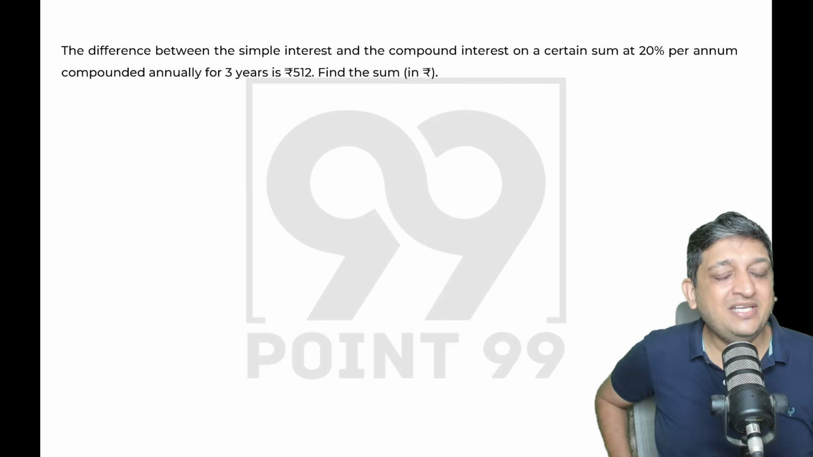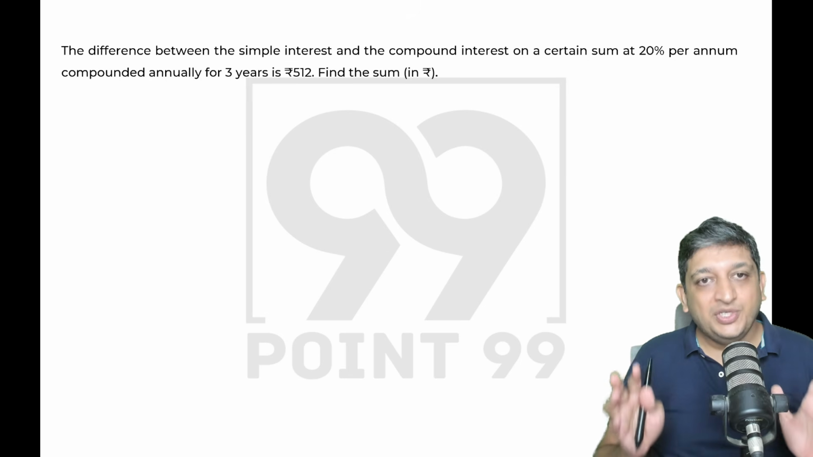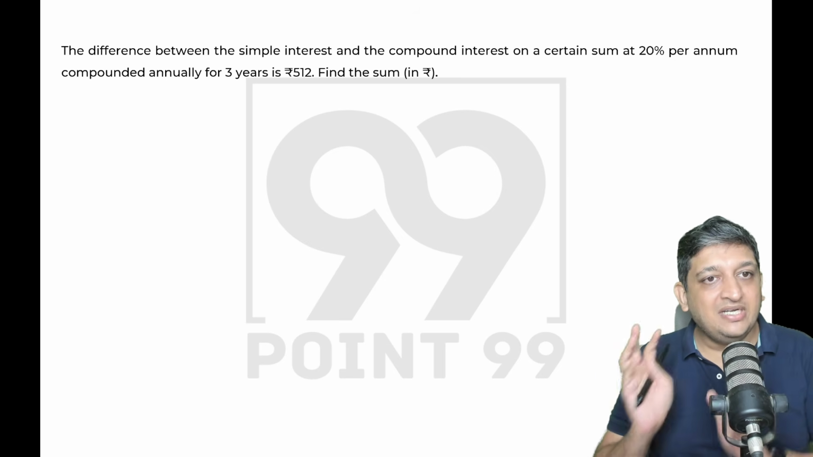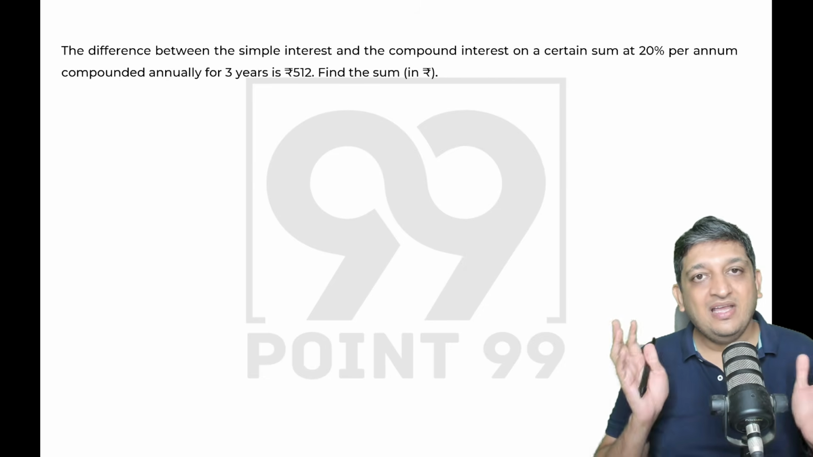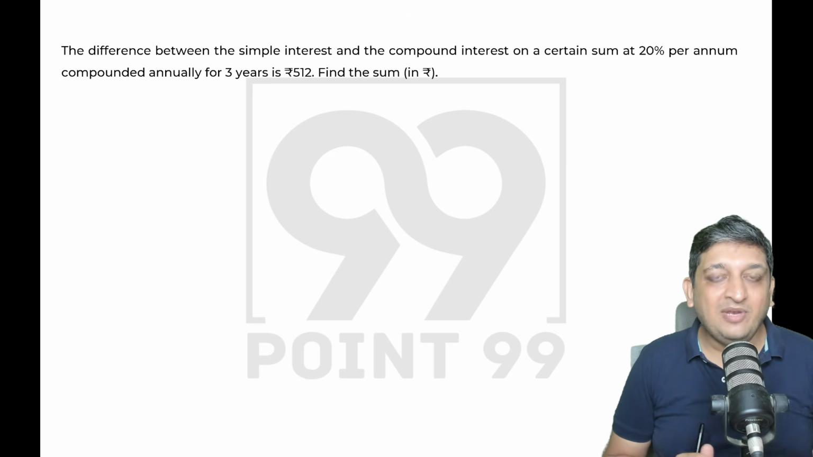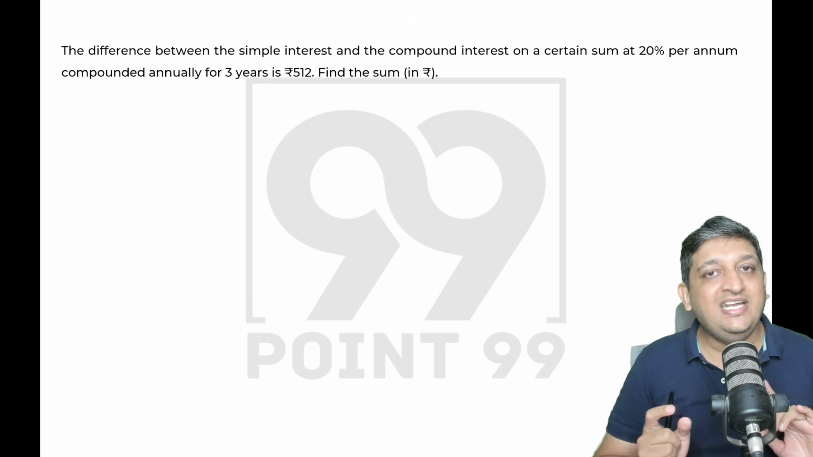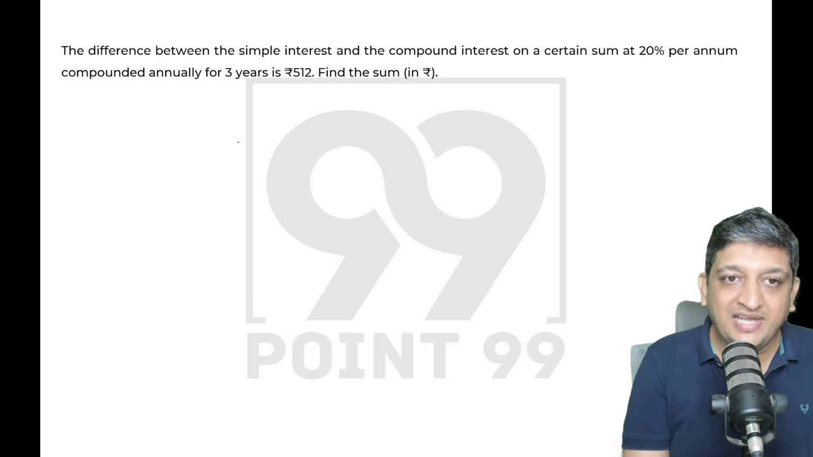Now this is basically something wherein you will be able to apply the difference between SI and CI concept. You know the interest per annum, you know the difference, you know that the parts are invested on SI or CI. You have to find the sum or principal. Now this is very straightforward if you know the formula. So try to apply the formula on your own, find the answer, and then have a look at the solution that will follow. So now the formula here is fairly straightforward.